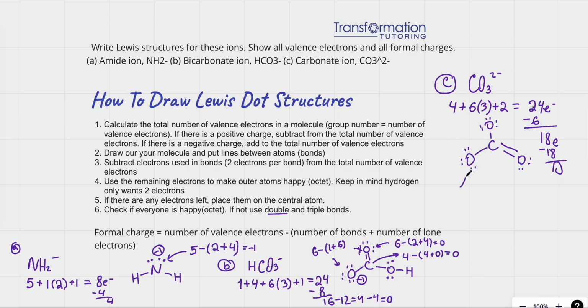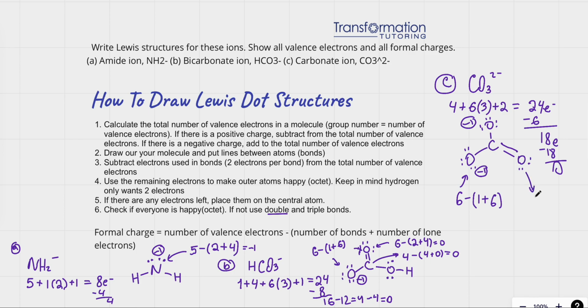This oxygen, the formal charge will be 6 because it has 6 valence electrons minus 1 bond. And how many lone electrons? 6. 1, 2, 3, 4, 5, 6. So 6 minus 7 is minus 1. It's going to have a minus 1 charge. This oxygen is exactly the same. You can calculate it separately, but it will also have a minus 1 charge.